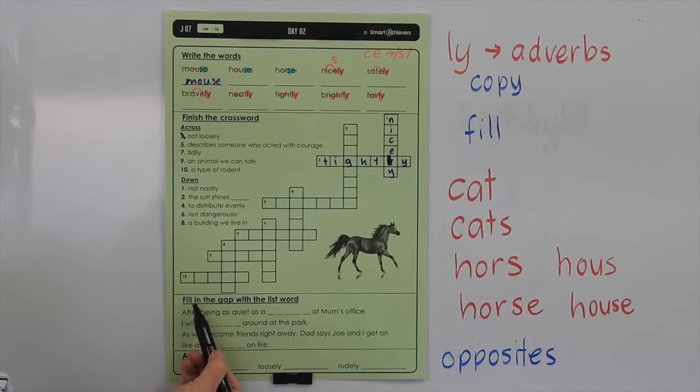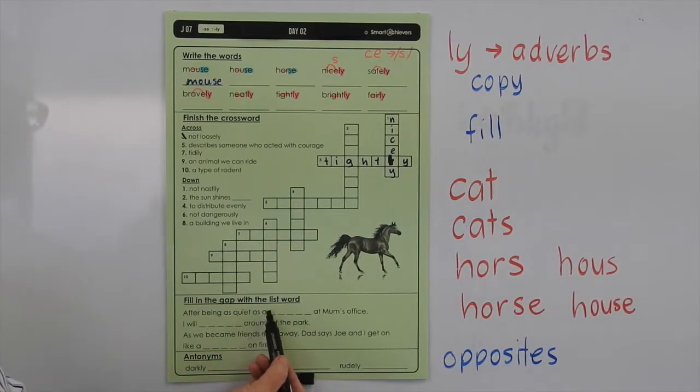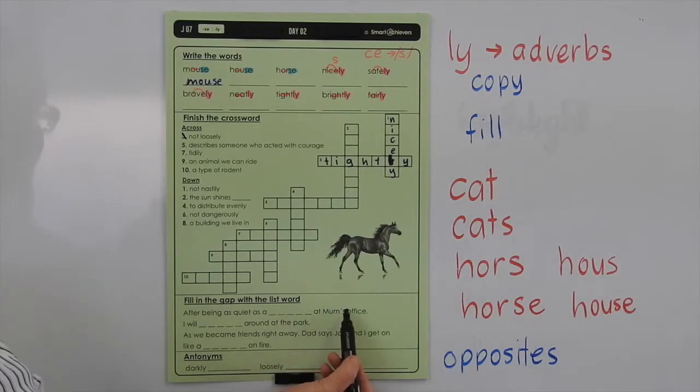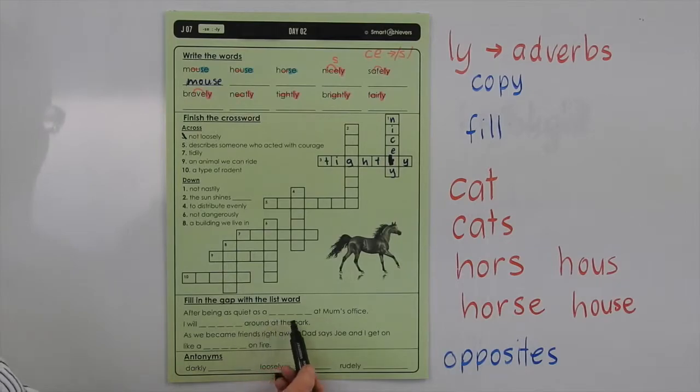Now this says, fill in the gap with the list word. After being as quiet as a mouse at Mum's office, I will something around at the park. You can work out the rest of those fill-ins on your own.